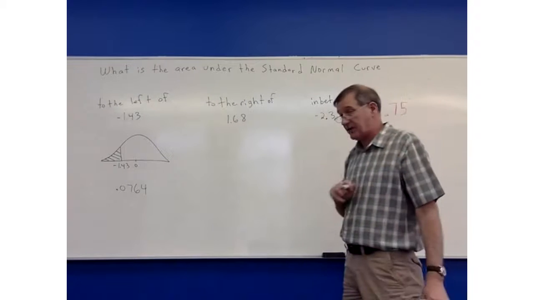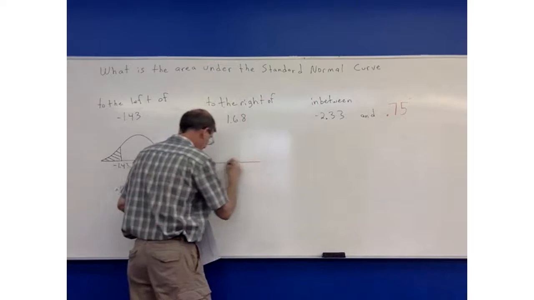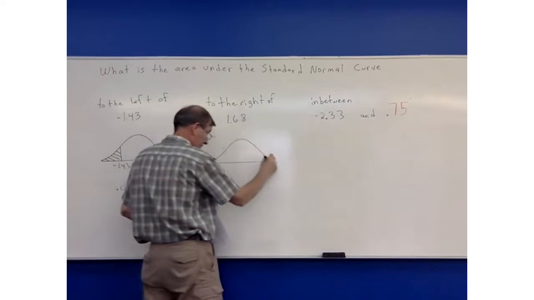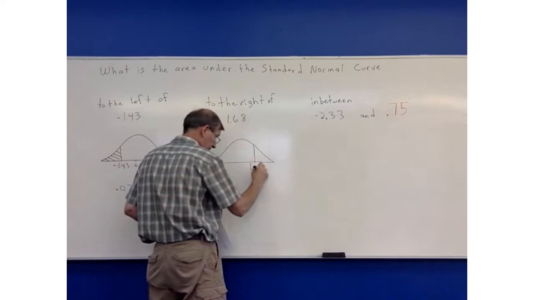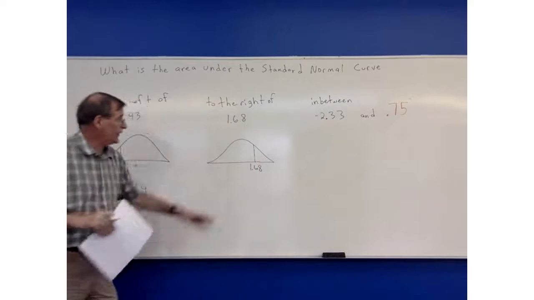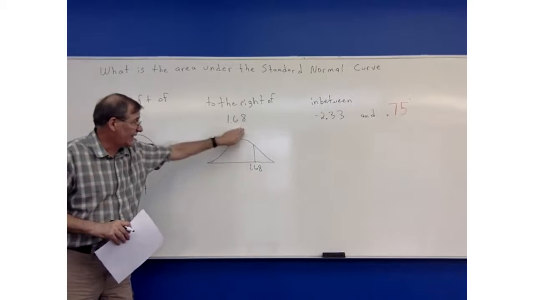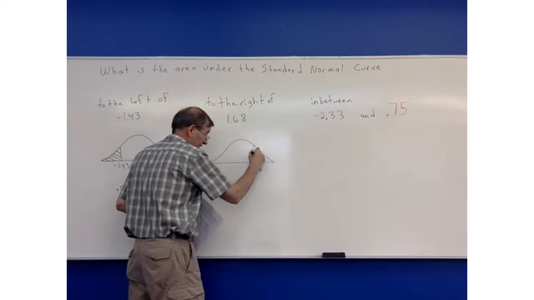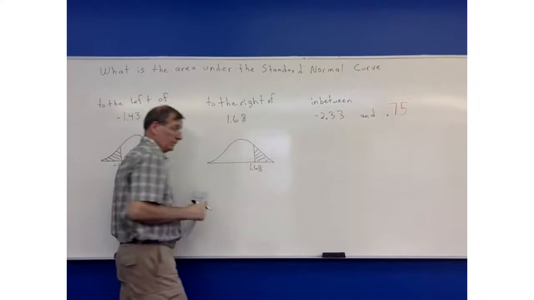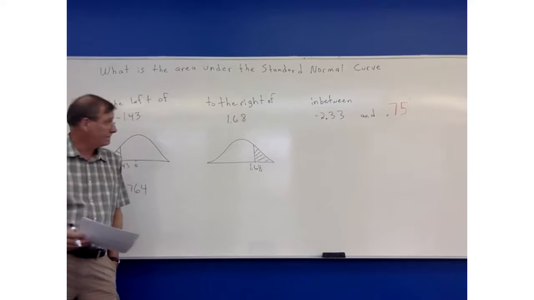Now, if we look at this situation here, we're looking to the right of a value. I'm going to draw a picture of this to see what's going on. I highly encourage you to draw a picture so that you don't get confused, make mistakes, and miss points. Again, we know that 0 is the very center. 1.68 is to the right of center, and this wants the area to the right of 1.68. So that's the area to the right of 1.68.